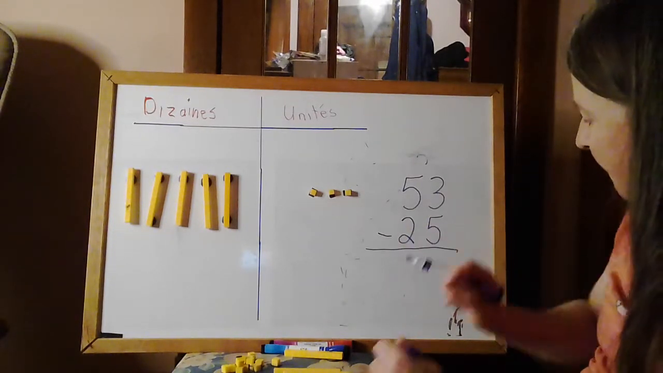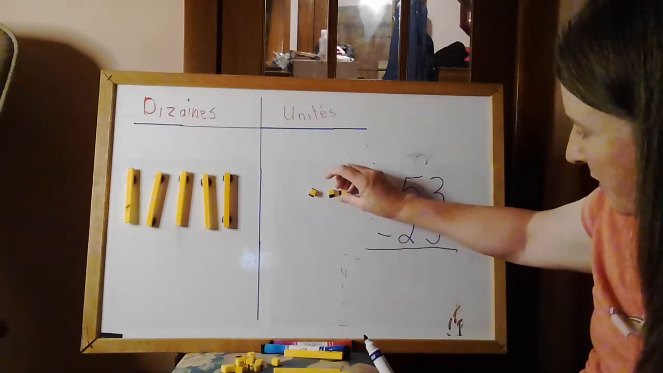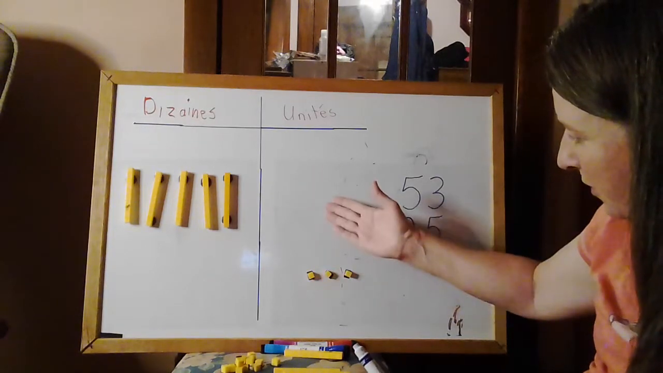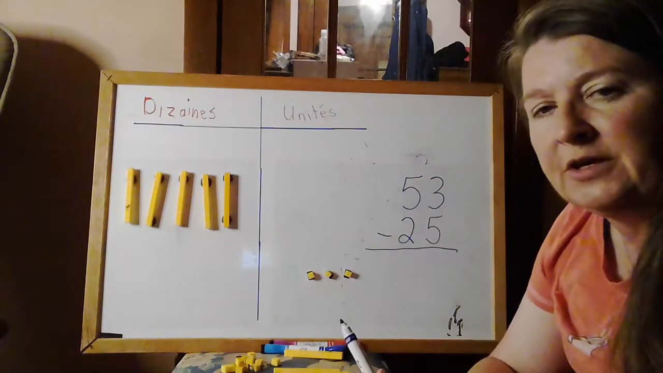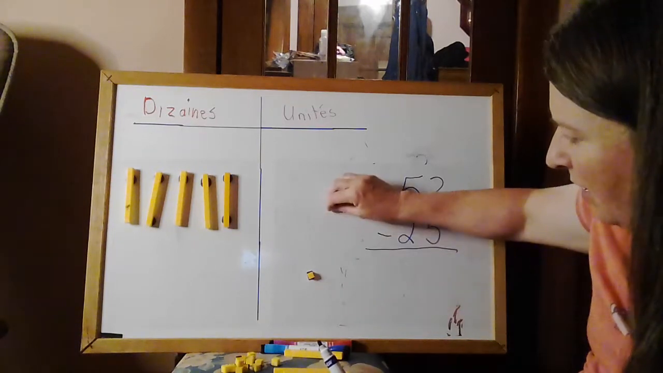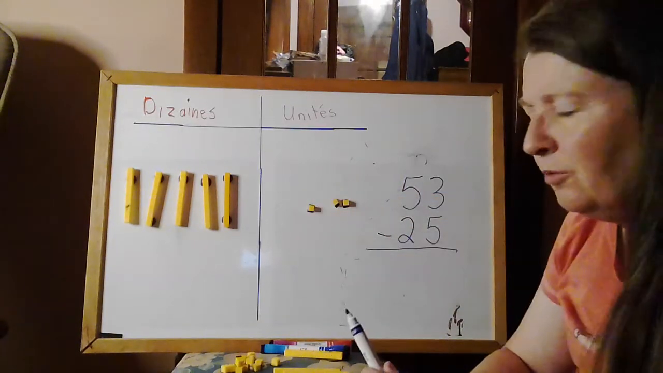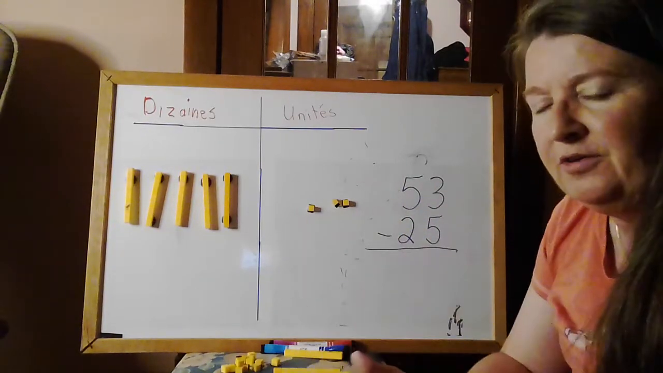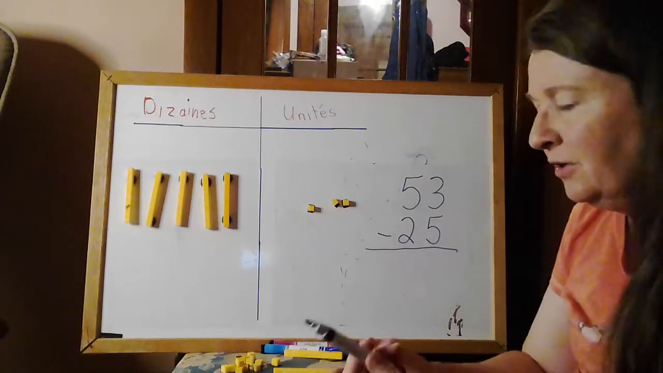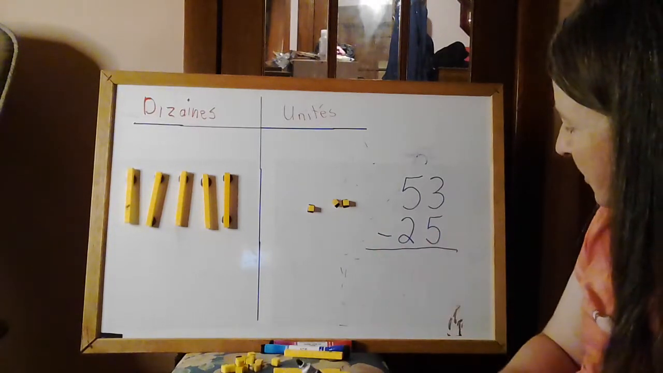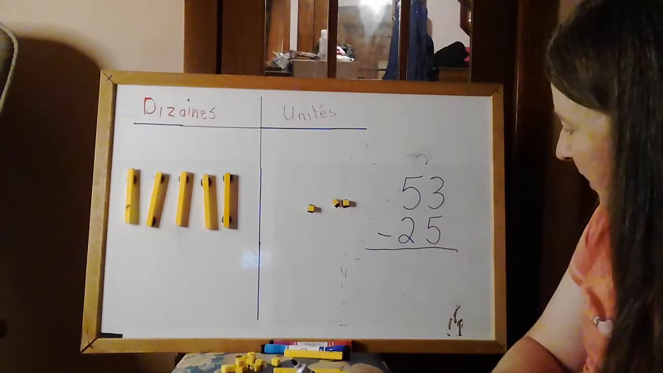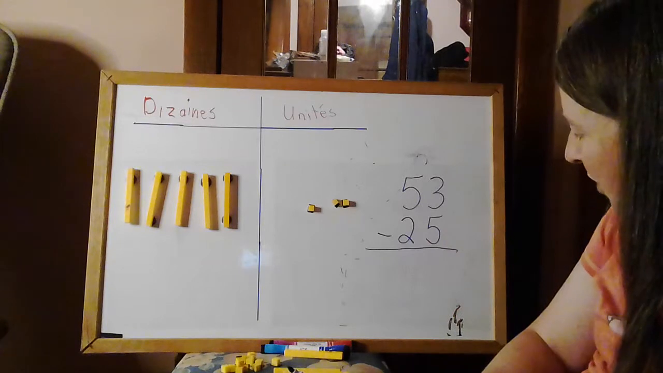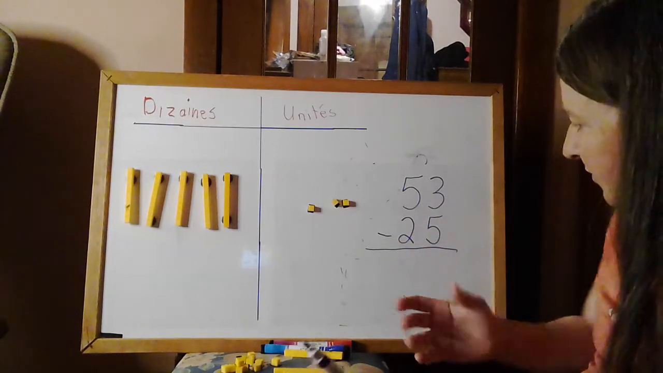3 take away 5. Can I take away 5? Let me think. 1, 2, 3. I don't have enough to take away 5. Maybe I don't have enough cookies to share with my friends after all. But wait a minute. I've got 53 cookies. There's only 25 people in the class. Sure, I have lots of cookies to share with my friends. So the problem is not that I don't have enough cookies. But I can't get past my very first part of the question. 3 take away 5.